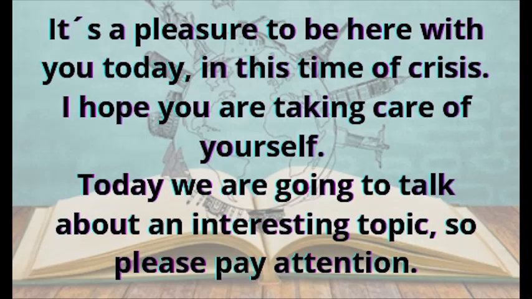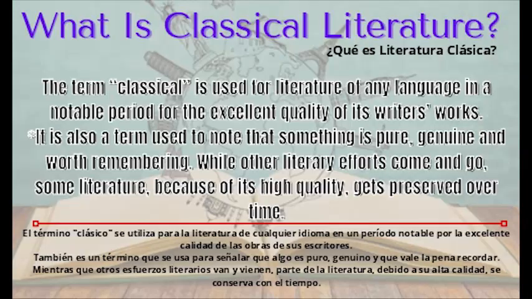Today, we are going to talk about an interesting topic, so please pay attention. What is classical literature? The term classical is used for literature of any language in a notable period for the excellent quality of its writers' work. It is also a term used to note that something is pure, genuine, and worth remembering. While other literary efforts come and go, some literature, because of its high quality, gets preserved over time.